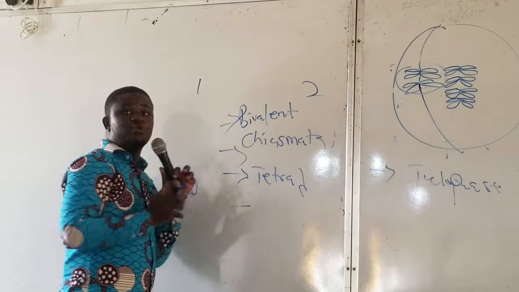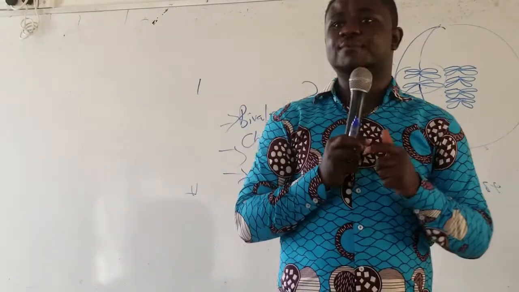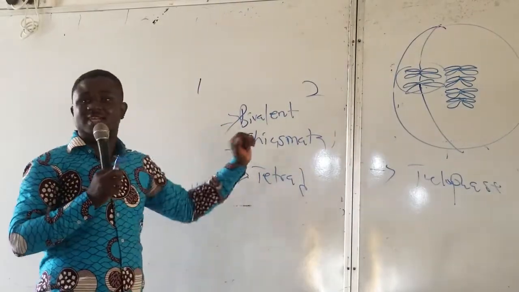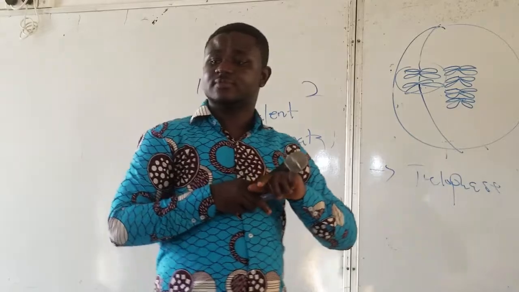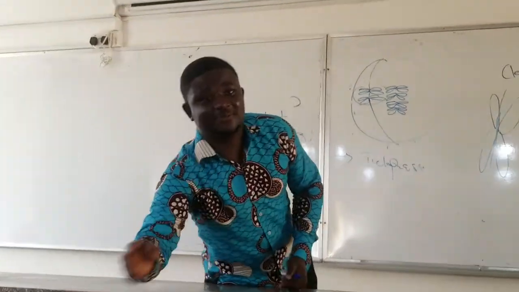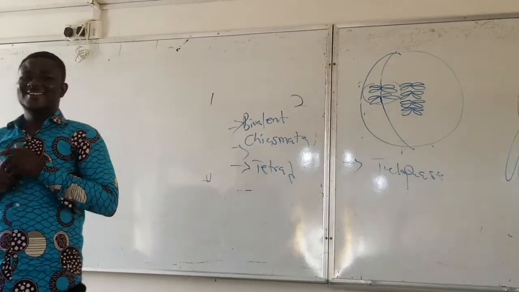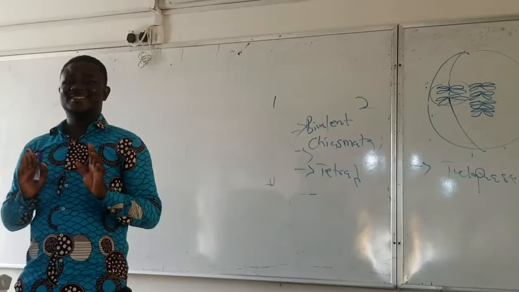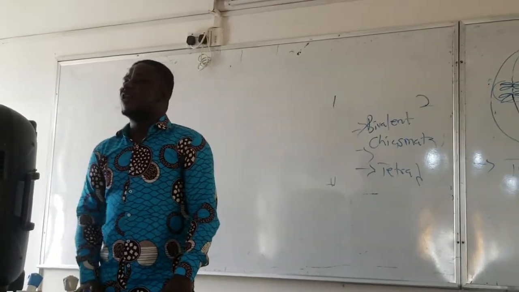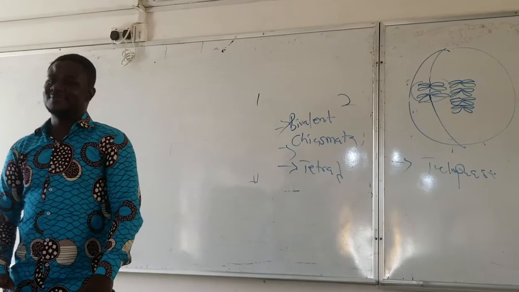I want 3 people to explain these things, or one person who can explain all of them. What do they mean? Bivalent, chiasmata, tetrad. You start by mentioning the name of your school. Or you can mention the name of your school. And after her, I want the last word. Those who talk a lot.